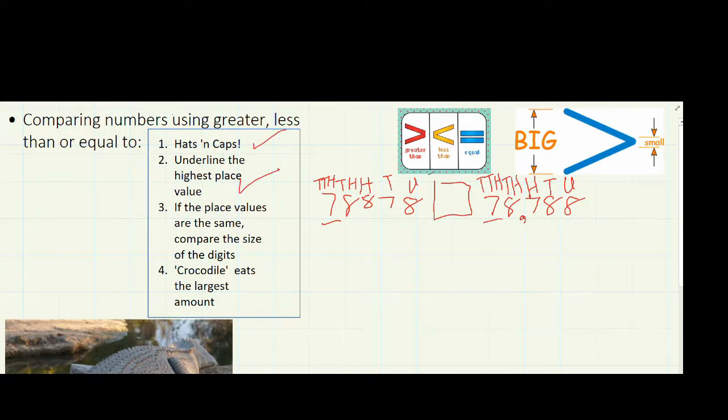Step 3: if the place values are the same, compare the size of the digits. Now, we can't compare the sizes of the digits because Mr. Sewell's been very mean by putting the 70,000 as the exact same amount. So we have to go to the next place value to see if we can do a comparison. And look what happened again. Guess what? The two values are again the same in the thousands. Do we give up and just write equals to? No, because we have the values of the other digits that might be able to show us which one is bigger. Let's go again.